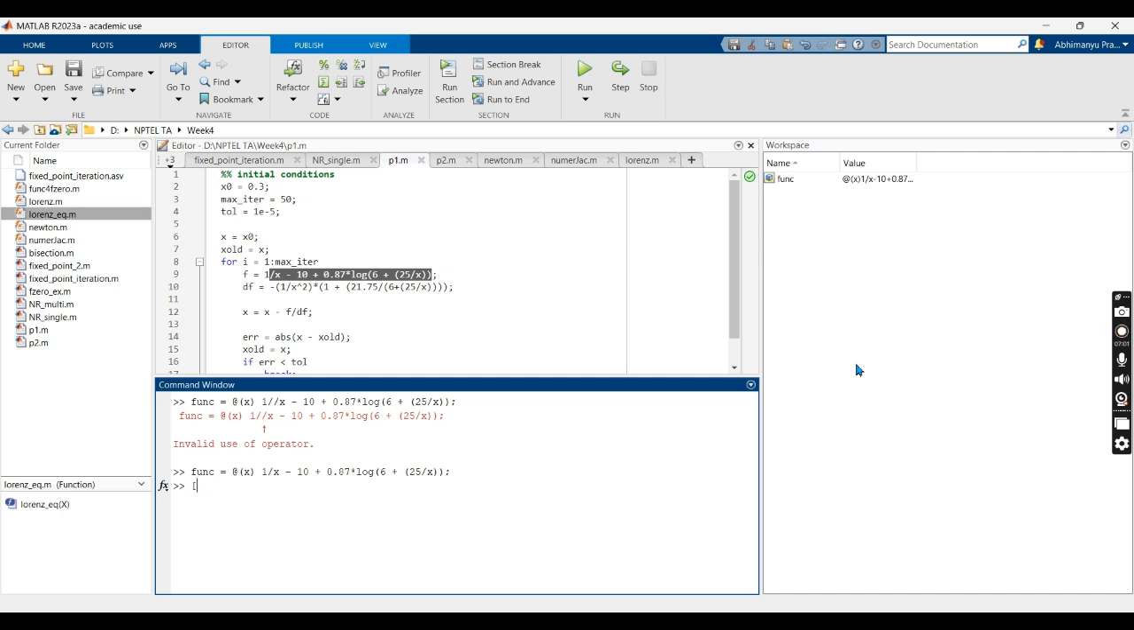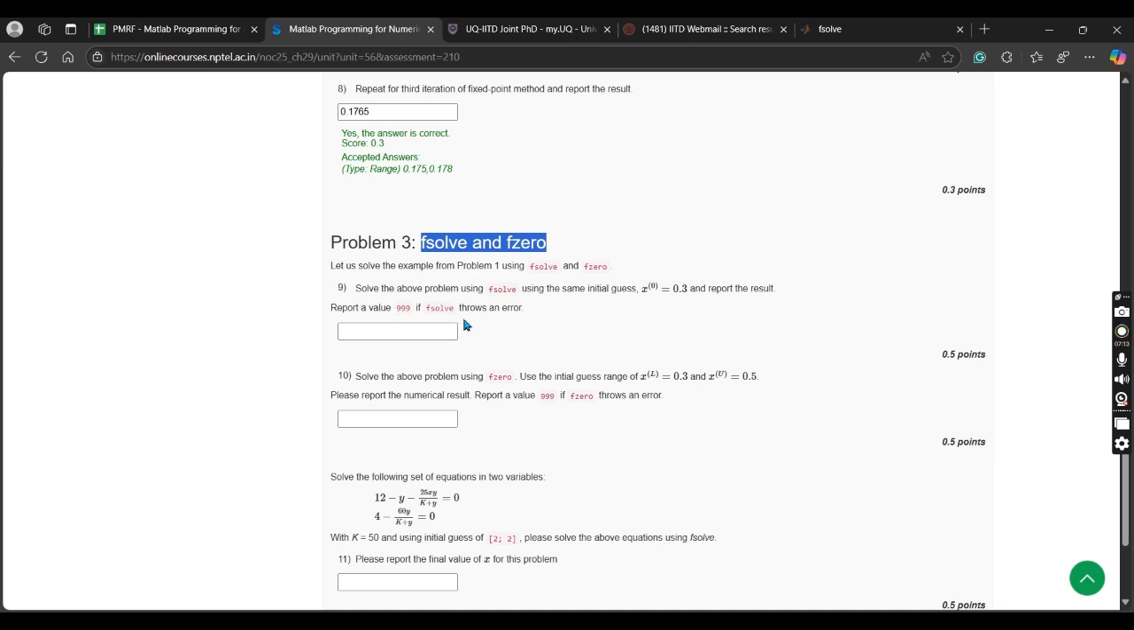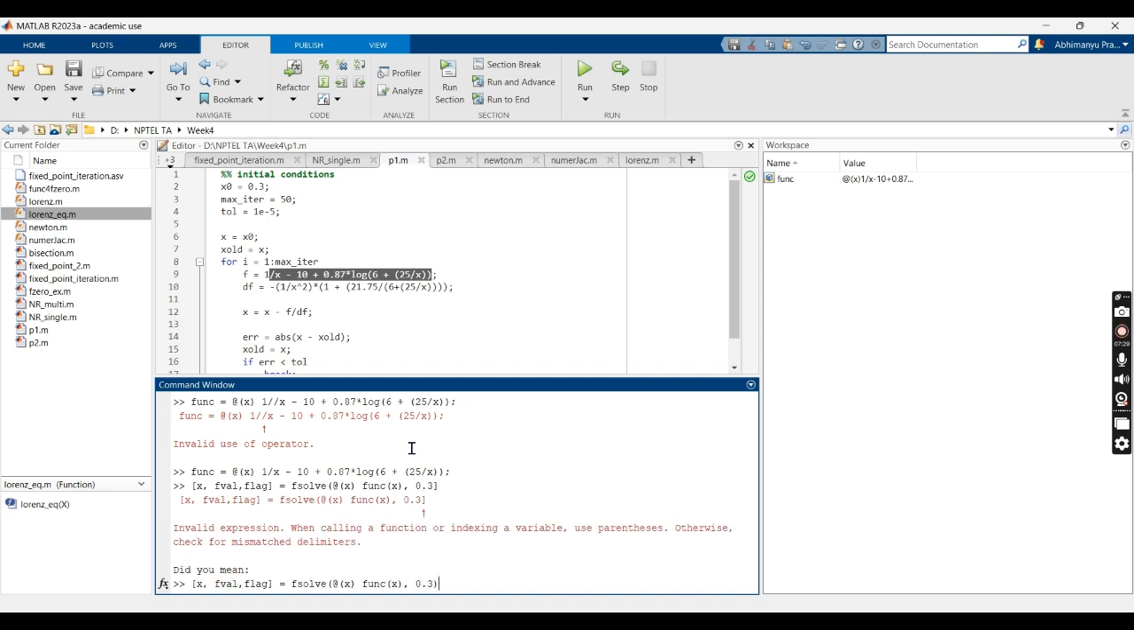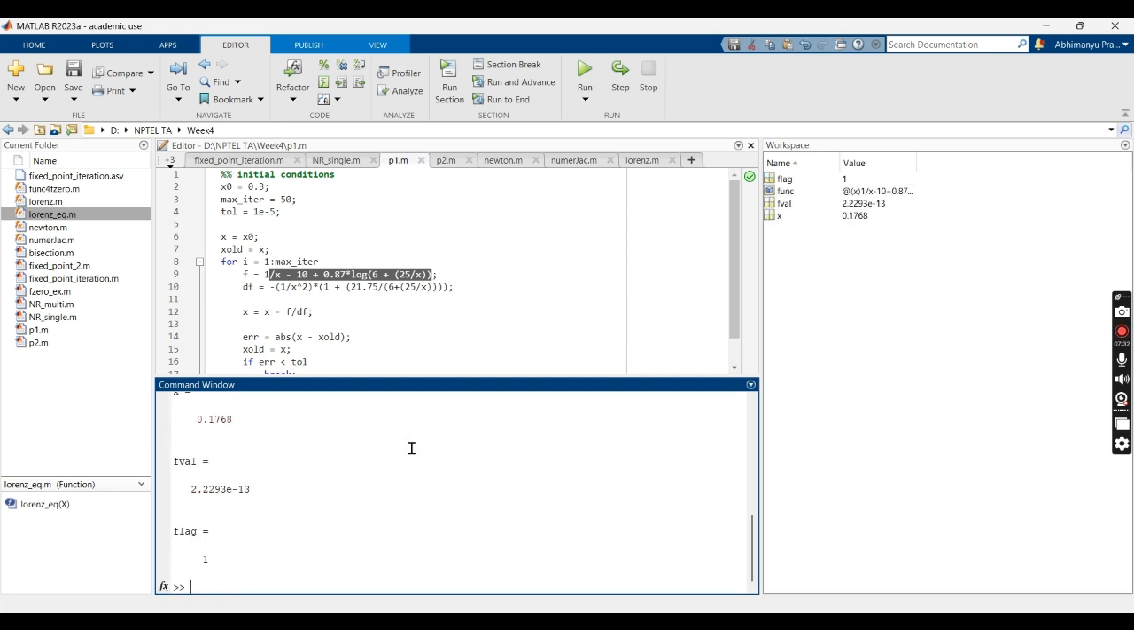I will use x, fval, and exit flag. So we use just these three to get the outputs, and they have asked us to first solve using fsolve. The rate function x, and 0.3. Yeah. So exit flag 1, so it solves the problem and I get 0.1768.